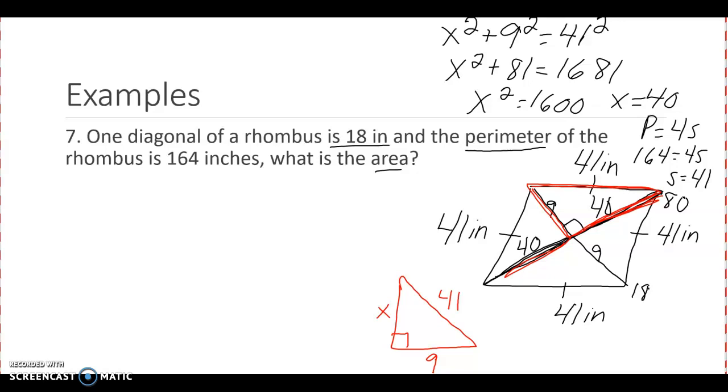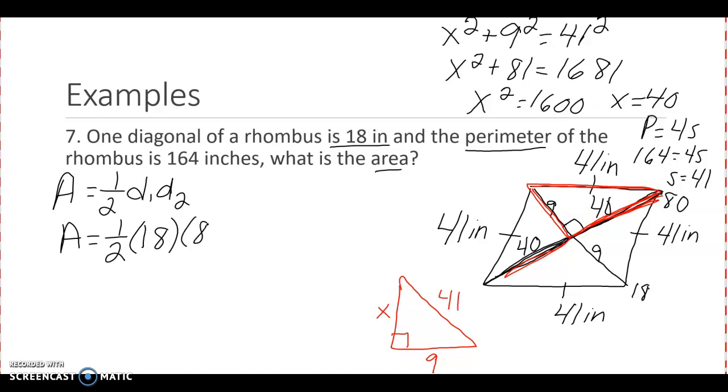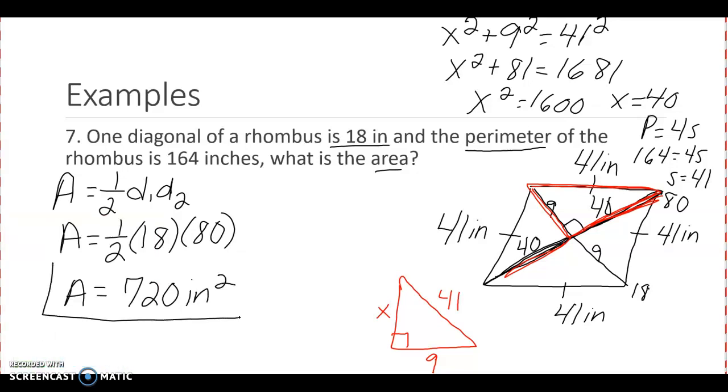Now you can use triangles again. Feel free to use triangles. I'm going to go through using 1/2 diagonal 1 times diagonal 2 and find the area. So 1/2, the first diagonal that was given was 18. The second diagonal, which is what we found, is 80. And then 1/2 times 18 times 80 gives me an entire area of 720 square, oh, not meters, square inches, 720 square inches.